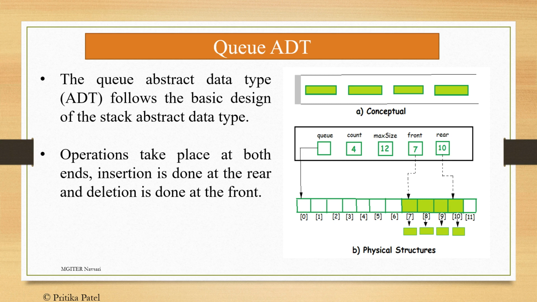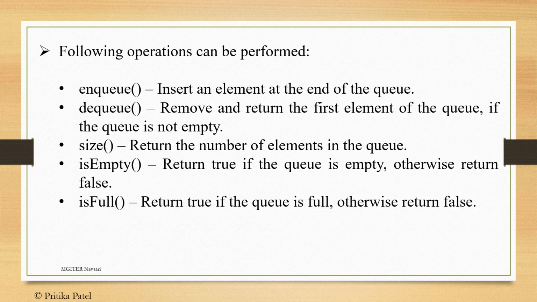So this physical structure is hidden from us. We can only see this conceptual view, or we can say the conceptual structure. So that is called queue ADT. Now, operations performed on queue ADT.